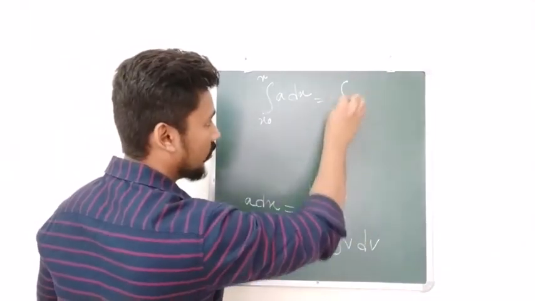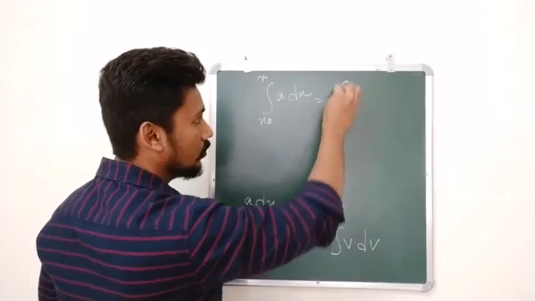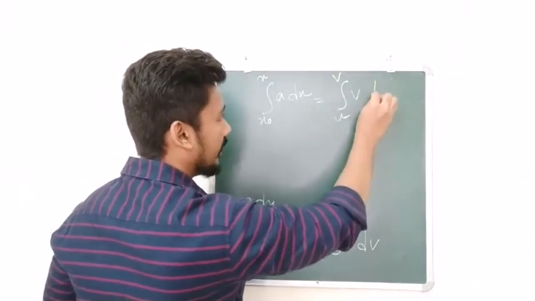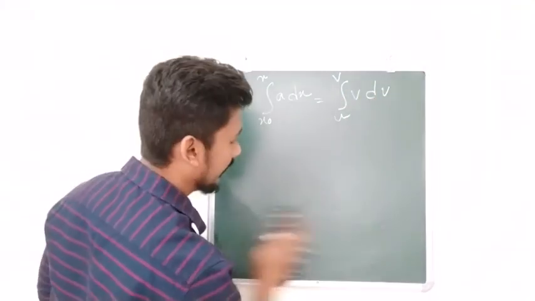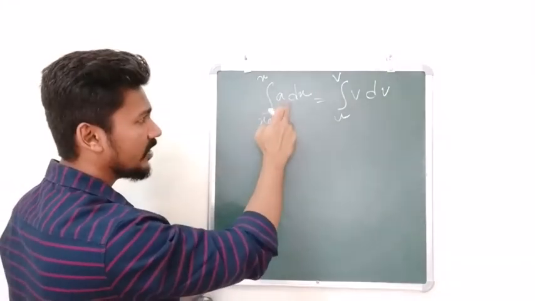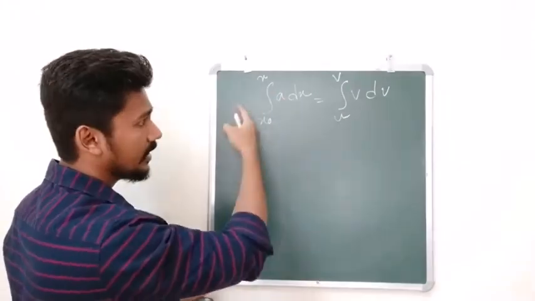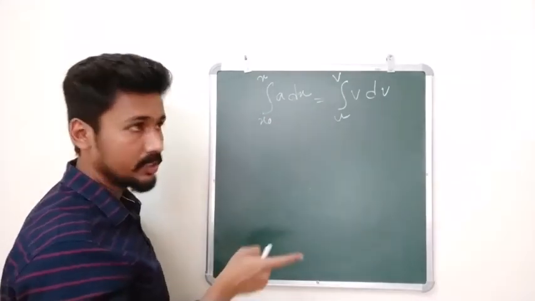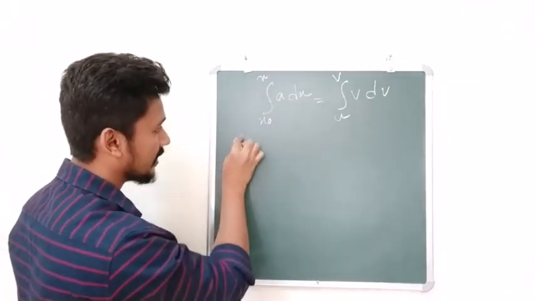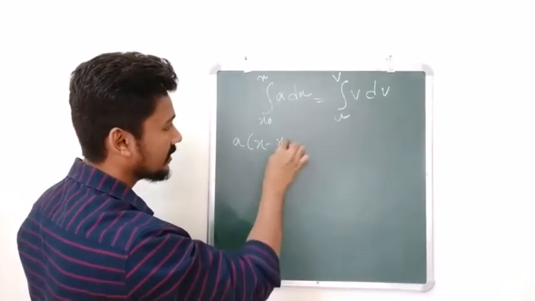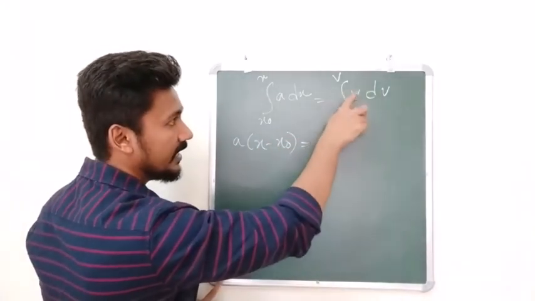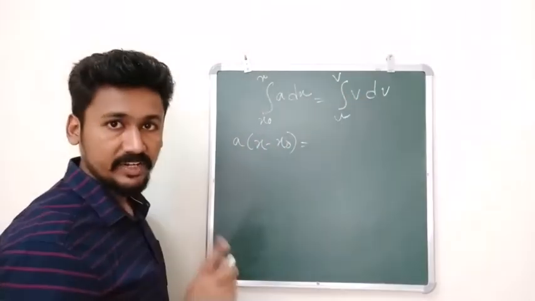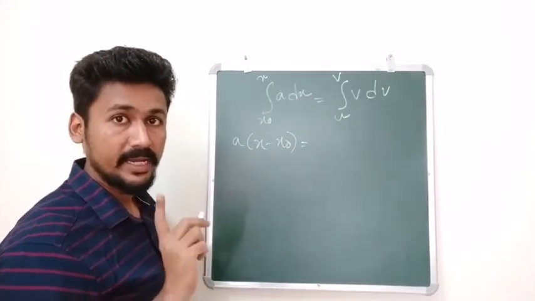What are the limits for v? The initial limit is u and the final limit is v. So the integral of v dv. Then what do we get? The integral of a dx: a will be coming out of the bracket. The integral of dx will be x, between the limits x and x naught. So we will get this as a times (x minus x naught) equal to the integral of v dv, which will be v square by 2.